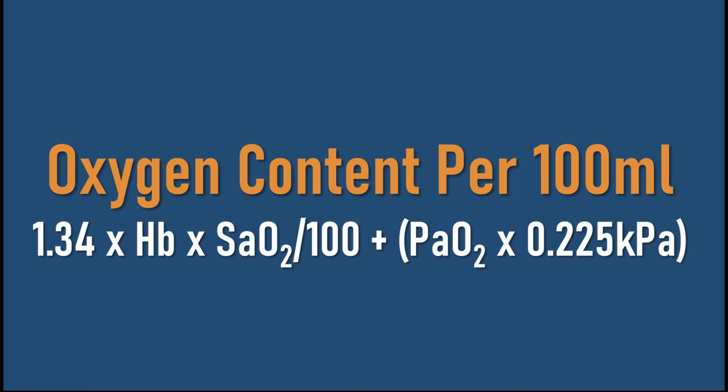The formula for oxygen content of blood per 100 mils, remember this is per 100 mils, is the amount of oxygen that is attached to hemoglobin plus the dissolved oxygen. The formula for this is 1.34 times the hemoglobin multiplied by the saturation divided by 100, that's the percentage saturation, plus the PaO2, the partial pressure of oxygen in arterial blood, times the solubility coefficient 0.225 in kilopascals.